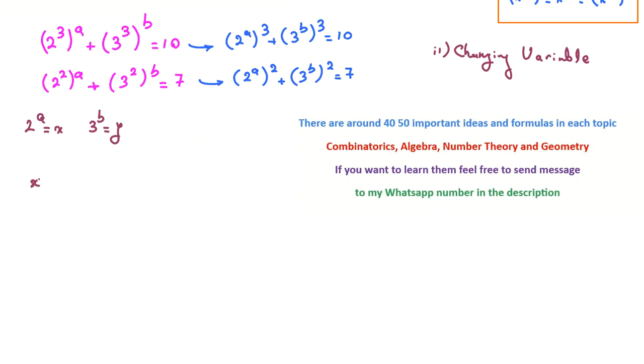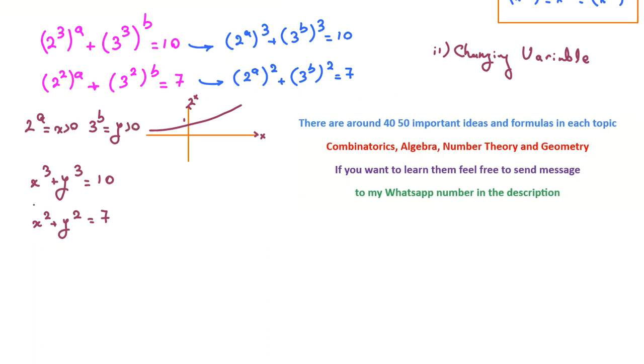So it will be x cubed plus y cubed equals 10, x squared plus y squared equals 7. And now we want to find x and y. And what's the property? 2^a is always positive. If you see the diagram, 2^x is an always positive, increasing function. So x and y are positive.